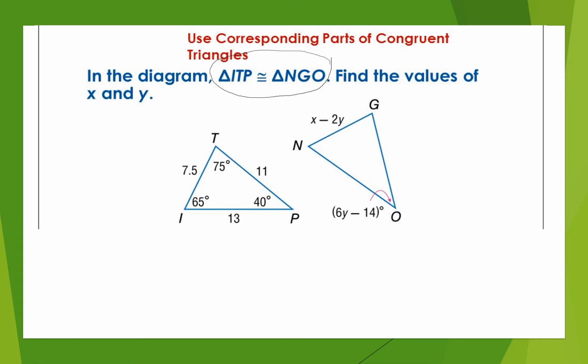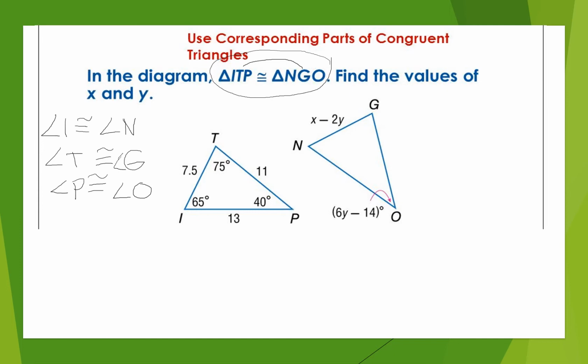So for triangle ITP, which is congruent to triangle NGO, first letter to first letter, so ganun lang ang pag-pair. Okay, so therefore, angle I is congruent to angle N. And angle T is congruent to angle G, and angle P is congruent to angle O. So, yan, meron na tayong corresponding angles, and how about the corresponding sides?